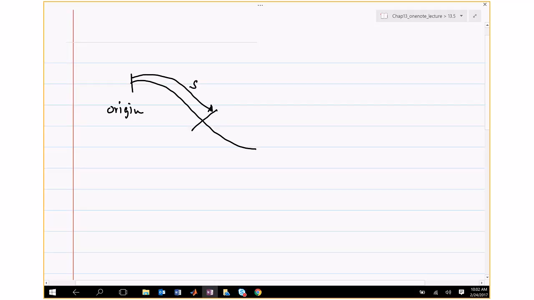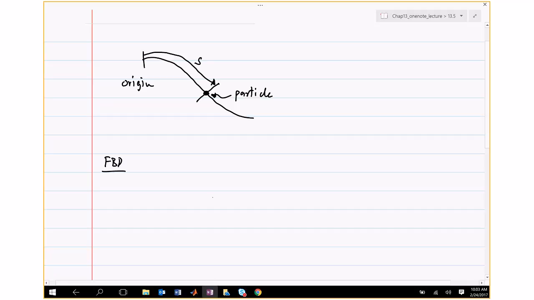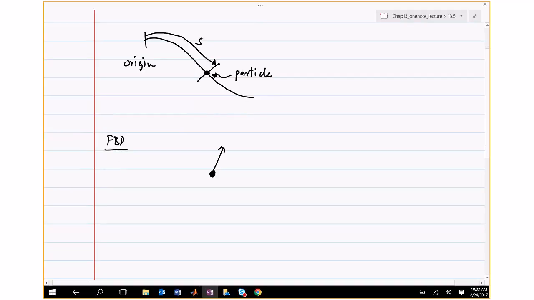So normal and tangential coordinates are the coordinates of choice when you can express the position of the particle using something like S, which is the coordinate which describes the path of the particle with time. So if you want to draw a free body diagram for this, there'll be forces in, so this is a free body diagram for that particle.